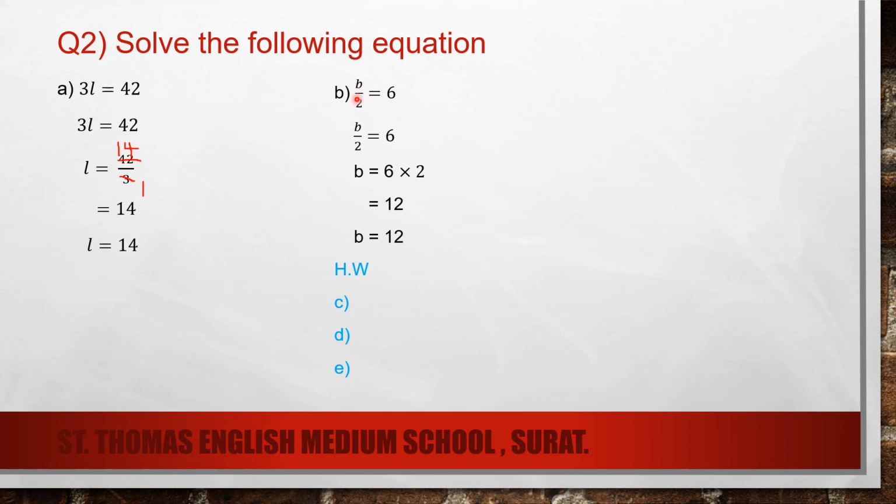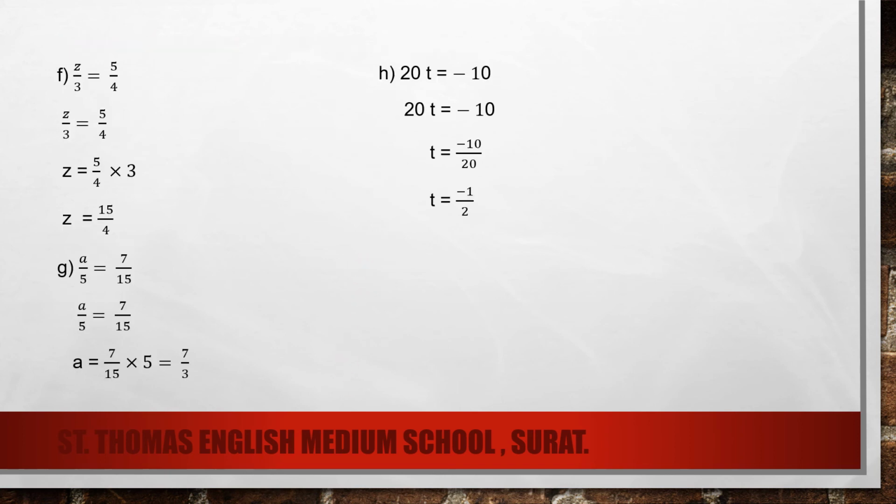Clear? Question number B. B by 2 is equal to 6. Now, it is division. It goes here and becomes multiplication. So write the question once again. B is equal to 6. Always write RHS first and multiply by 2. 6 2s are 12. So what is the value of B? B is equal to 12. So C, D, E, again you can do it.